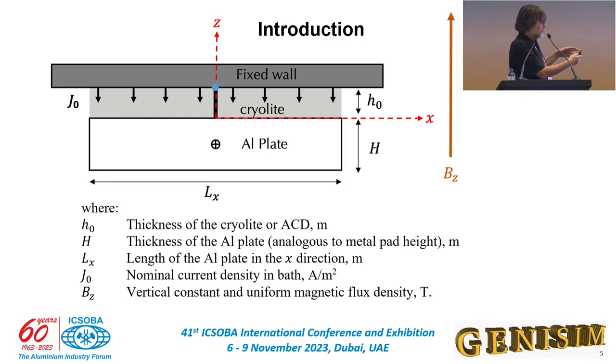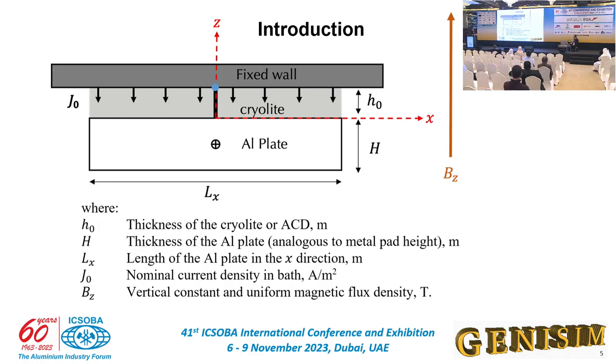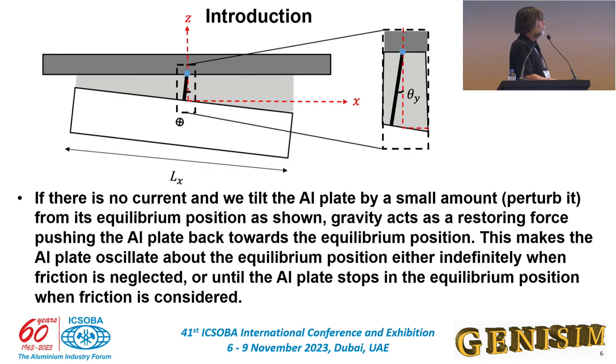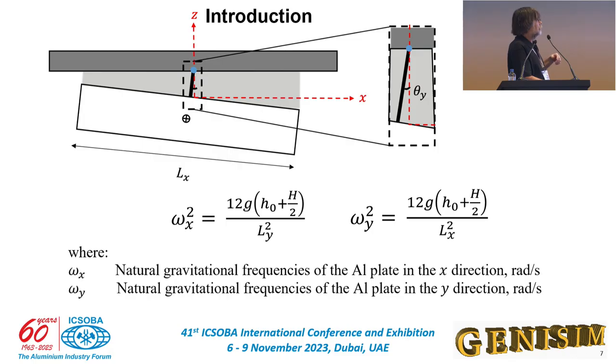You pass current from the anode down. When the plate is perfectly horizontal, it's uniform current. When you have a perturbation, so when the plate is tilted, then you get a perturbed current in this plate of metal. When it's tilted, it's not stable; it wants to go back to the initial position. And this is the equation of the two modes of motion, X and Y, and this is the math showing what those frequencies are, based essentially on the geometry and gravity.